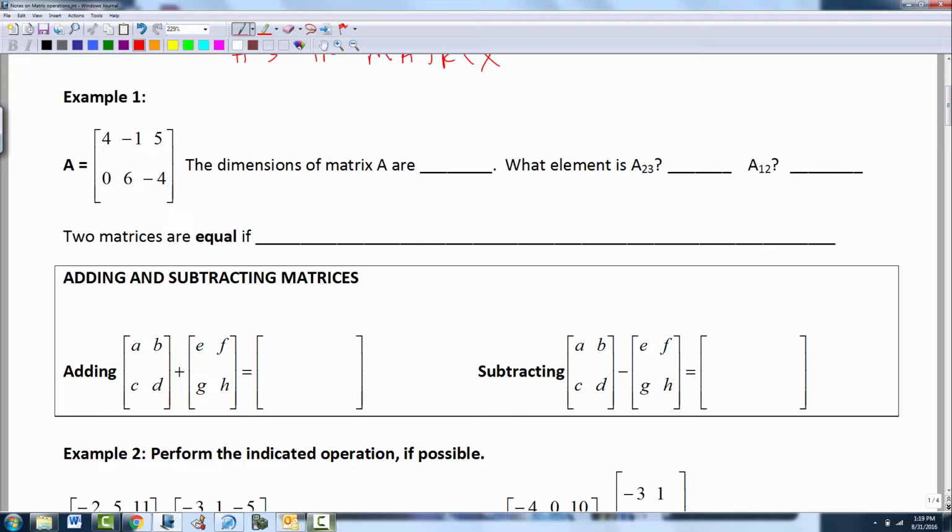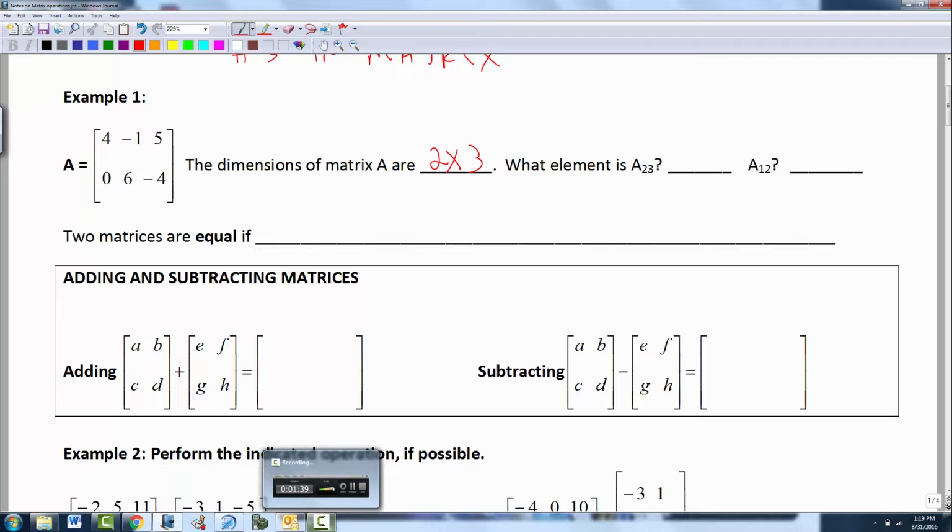Okay, so I said rows by columns. What are the dimensions of this first matrix then? Everyone say it. 1, 2, 3, go. 2 rows by 3 columns. Someone's a little late over there. 2 by 3. 2 rows by 3 columns.